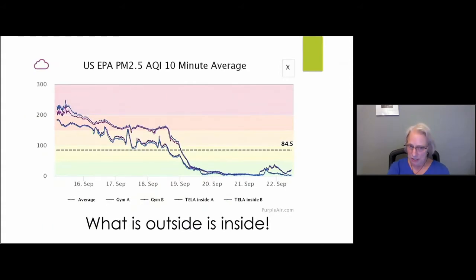What this slide shows you is 2 lines, one purple and one blue. These are 2 Purple Air monitors. One is inside TELA, the Taylor Environmental Learning Center, up at Tulalip, and one is outside. It's showing you that what is outside is also the same amount of pollutants that you get on the inside. As you can see, these graphs follow one another as they work themselves out. This is what happened during part of our wildfire event earlier this month.